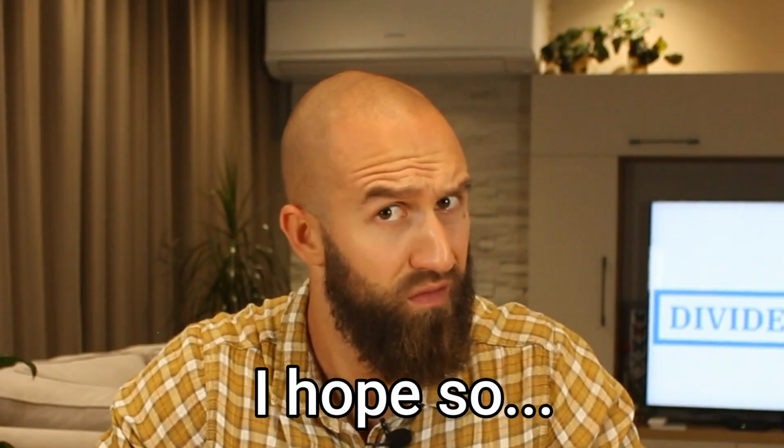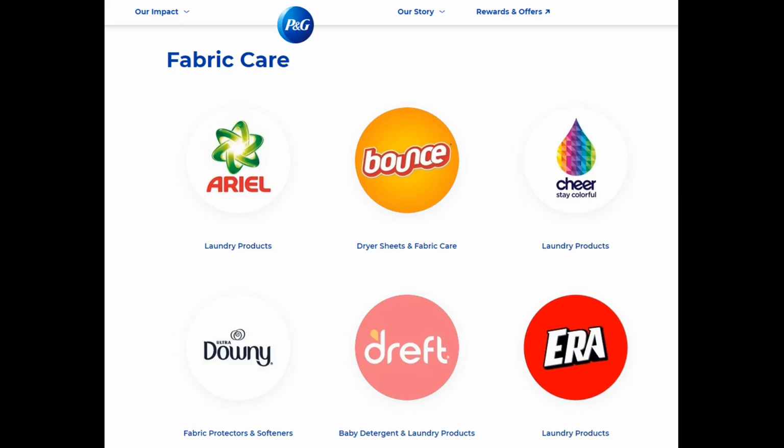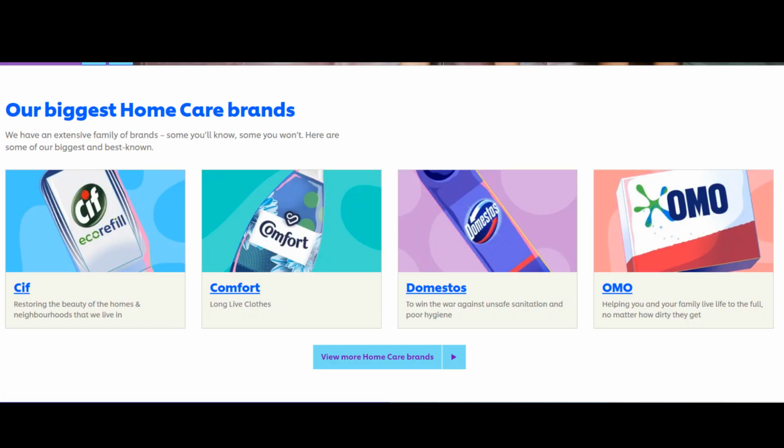Consumer staples are considered defensive because people need these products no matter what the economy is like. I mean, you still take a shower and use soap regardless of whether there is a recession or not, right? Big companies in the sector include Procter & Gamble, PepsiCo, Coca-Cola, Unilever, and others.